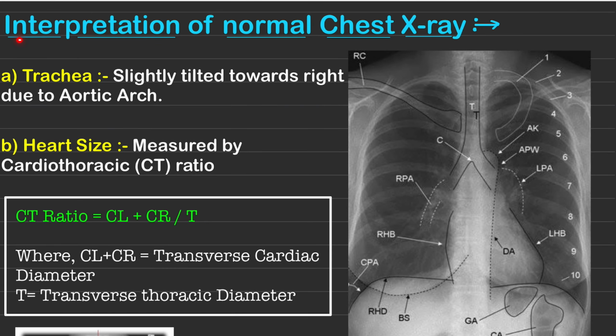Now we will understand how to interpret any normal chest X-ray. So first of all, we will look for the trachea. It is slightly tilted towards the right due to the presence of the aortic arch. Here you can see this is the aortic arch, and this trachea is tilted slightly towards the right. So how will you tell that it is tilted? You can see that this gap is more compared to this. This is the right side and this is the left side. So you can make out that this is slightly tilted towards the right.